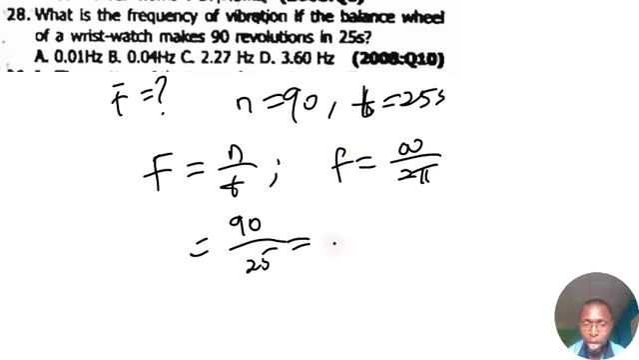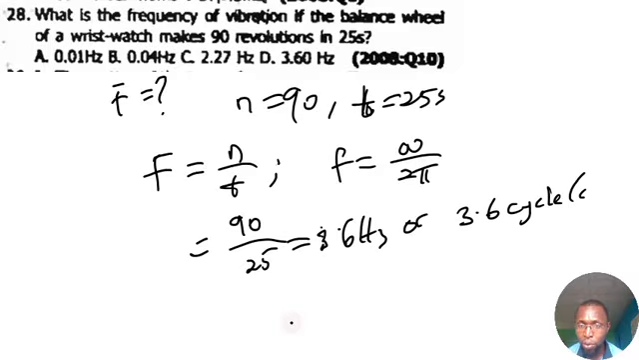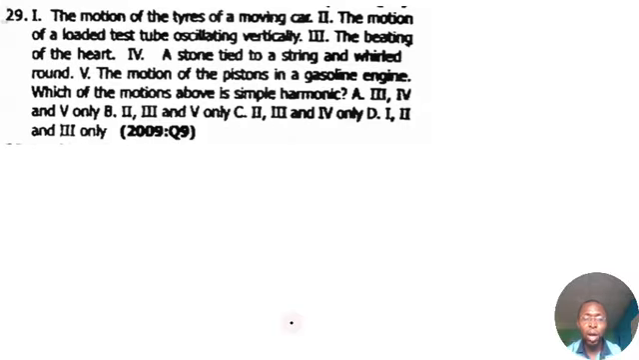So you can express it as 3.6 hertz. Okay, it has two units. It can be 3.6 hertz, or you can say 3.6 cycles per second. Either way, it's still the same unit. Okay, now look at this question here.